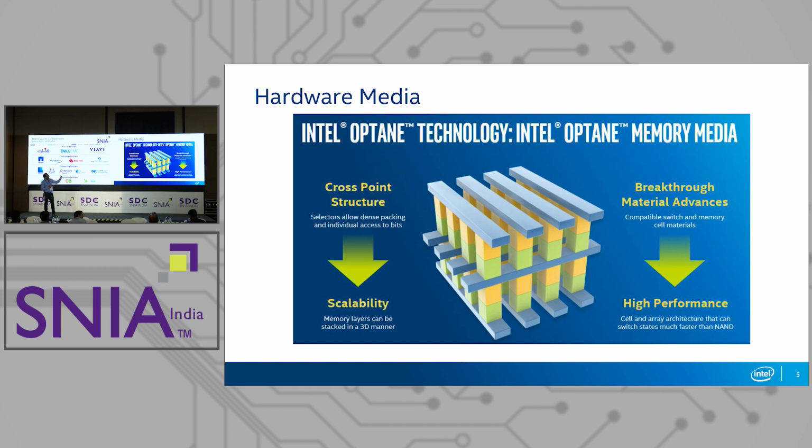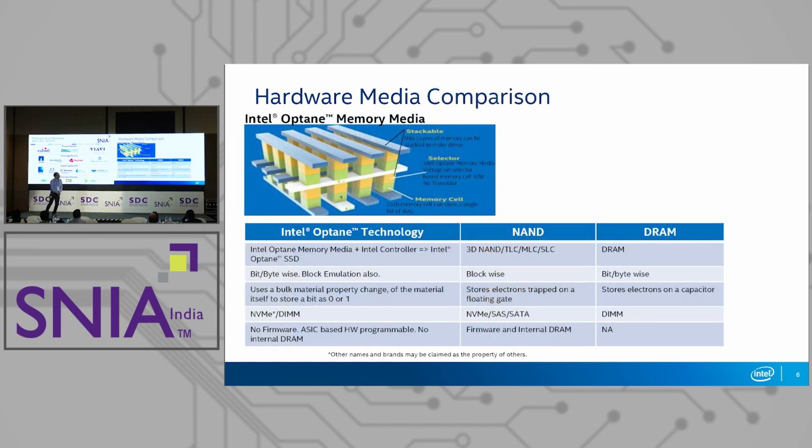I'll come to the comparison with DRAM and NAND in the next slide. Before going to that, you can see that the main attraction is that it's scalable. It's a 3D architecture, and the unit cells are accessed through the selectors and the cross wires. It's stacked in a 3D manner, and there are no transistors involved. The materials are really breakthrough materials, capable of switching, and you can address bits and bytes. Because of the material property and the interlaying semiconductor property, it is obviously high performing.